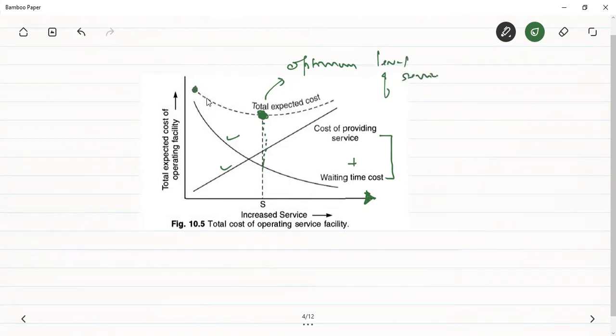जहाँ पे हमें क्या मिलता है? The minimum cost. So therefore, in the initial slide I told you the goal of a queuing model is to find an economic balance between the waiting cost and the cost of providing the service.